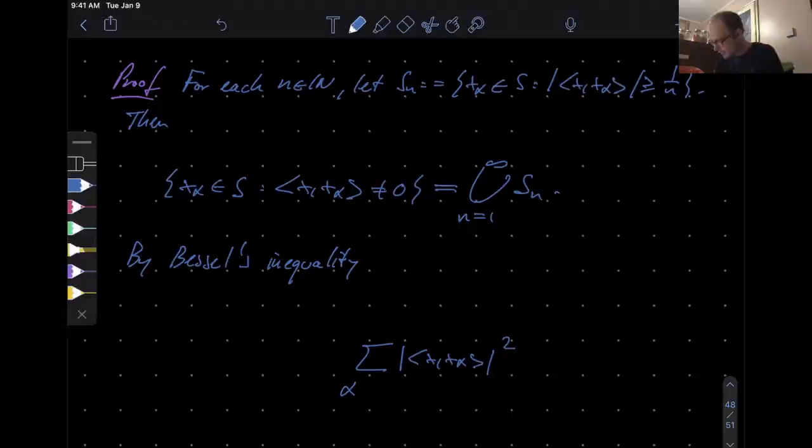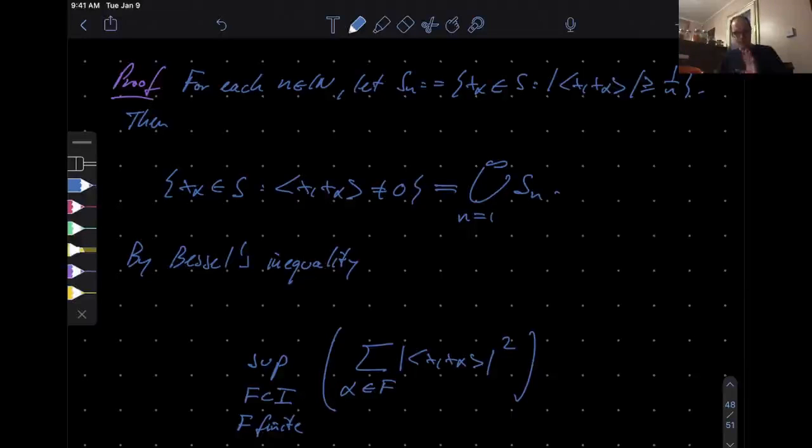Well, here's a useful trick. You sum only over finite sets. So you look at this guy, and then you take the supremum over all subsets F contained in the index set and F finite. Now in that case, when capital F is finite, for that bracket inside here, you can use Bessel's inequality. So this is less than or equal to the length of x squared. In particular, it's independent of F, of the finite set that you look at. So even if you take the supremum, that's going to be a finite quantity.